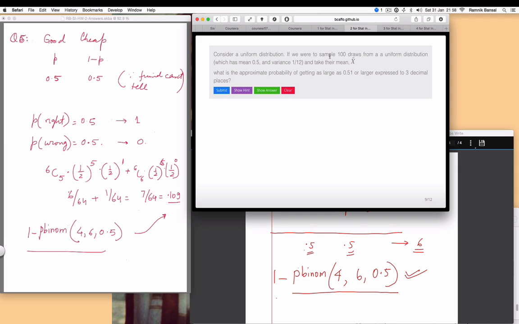So let's look at the question first. The sample has 100 draws, and then I'm taking the mean of it. So this is what I'm interested in: the mean. We know that whether any distribution is uniform, exponential, whatever it is, when you take a sample of multiple size and then take the mean of that, the distribution of the means will be a normal distribution. So even though the original distribution was uniform, the means will have a normal distribution.